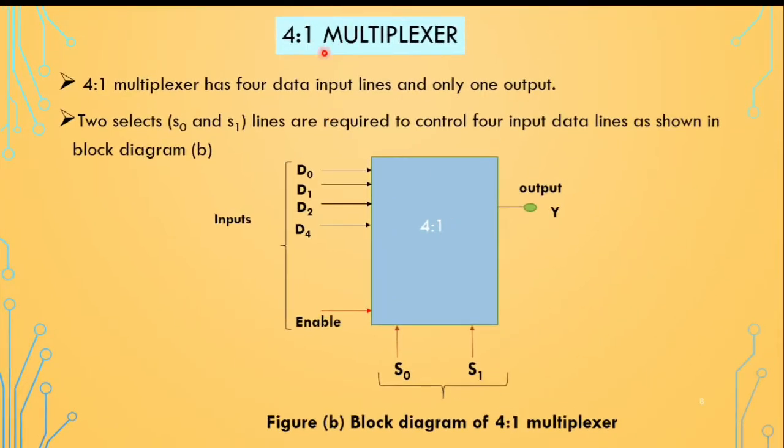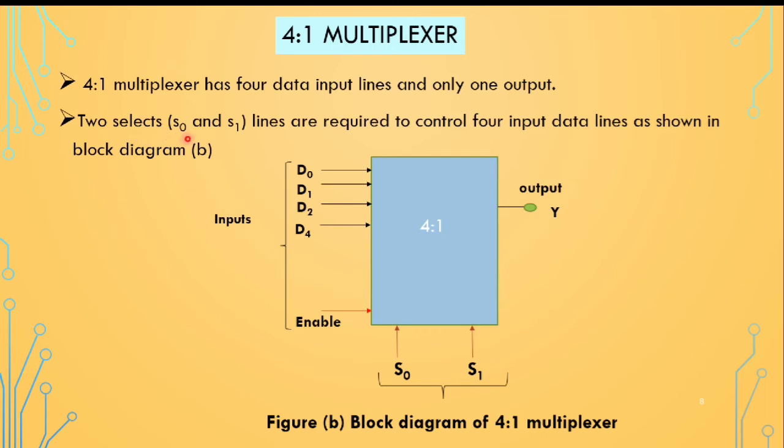So now we are going to discuss the 4 by 1 multiplexer. A 4 by 1 multiplexer means that it has 4 inputs and only 1 output. So the multiplexer has 4 data input lines and only 1 output. Here we are using 2 selects, and how to calculate the select, that is m is equal to 2, we have already discussed in the last slide.